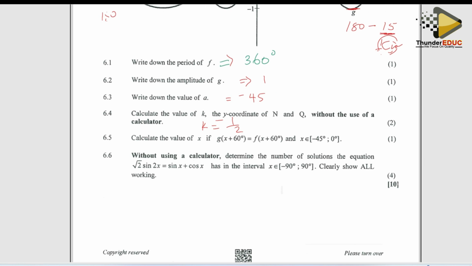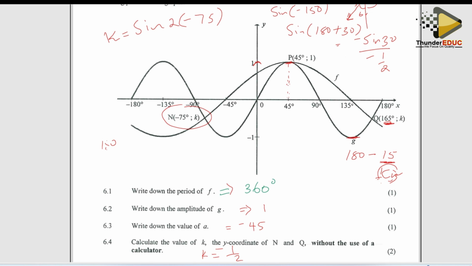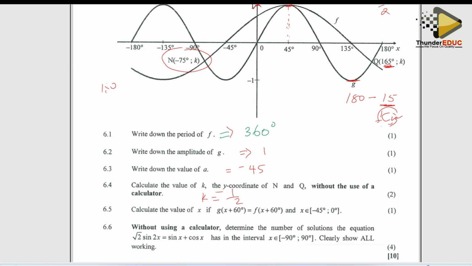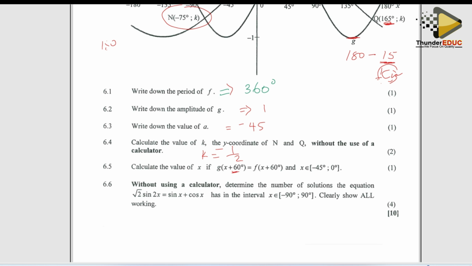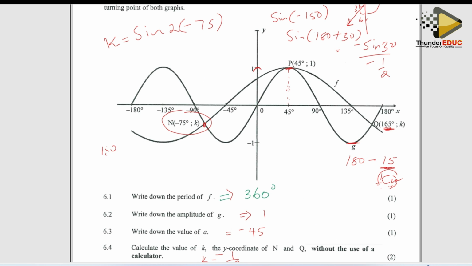Okay, then calculate the value of X if the G of X plus 60, which means the graph is being moved 60 units to the left. Okay, and then F. So where do we find the two graphs to be equal? So the two graphs are equal at this point, at that point, and then at that point.